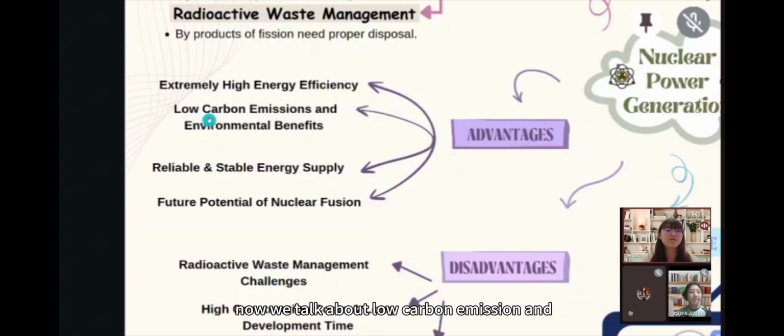And now we think about low carbon emissions and environmental benefits. Unlike coal and natural gas, nuclear power plants produce almost zero carbon emissions, helping to combat climate change and reduce air pollution. The next advantage is a reliable and stable energy supply. It's not like solar and wind power. Nuclear energy is not affected by weather conditions like summer days, snowy days, or rainy days, and it can provide a continuous 24 hours per day electricity supply, ensuring energy stability.